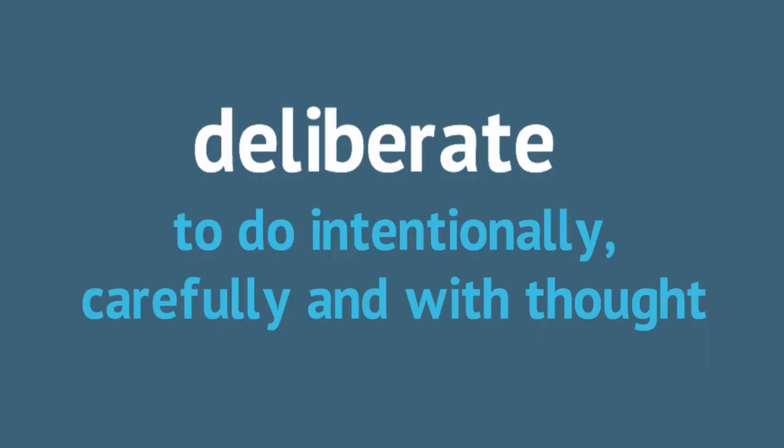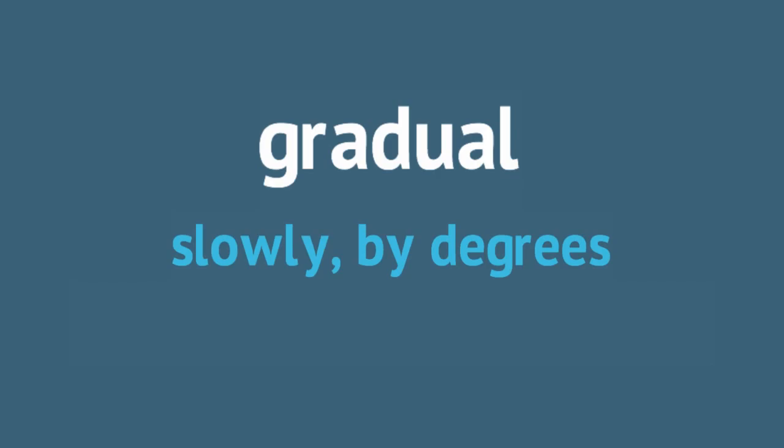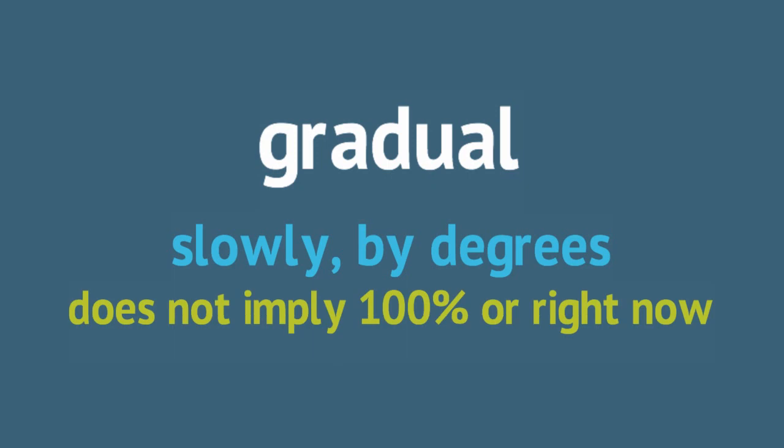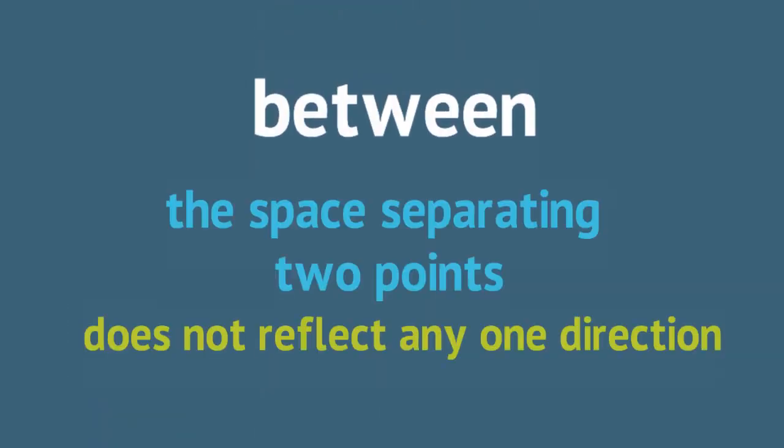Deliberate means to do intentionally, carefully, and with thought. Gradual meaning slowly or by degrees, and it does not imply 100% or right now. And between, by definition, means the space separating 2 points. It does not suggest one way or the other. So responsibility can shift from educator to learner, but for any number of reasons, it can shift back as needed.